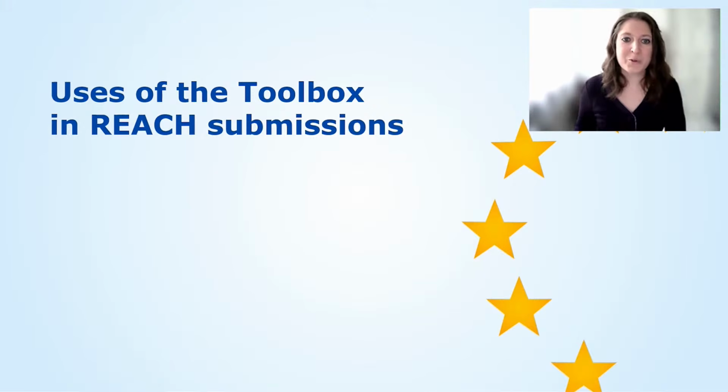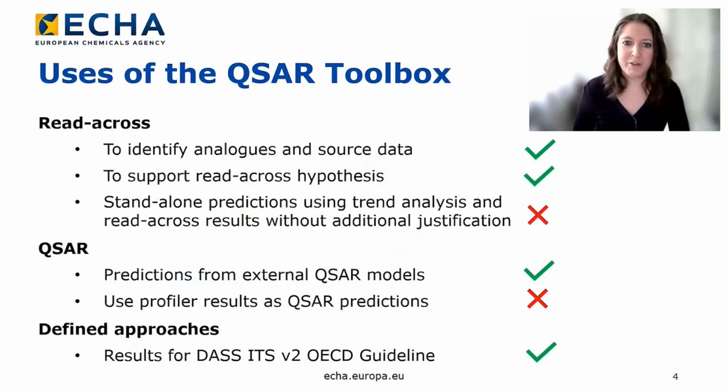The toolbox is widely used in REACH dossiers for all types of users. It is mentioned in over 2,000 REACH registrations. What is the toolbox used for by registrants? First of all, regarding read-across, to identify analogs and find experimental data to read across, to find or generate information to support the read-across hypothesis, for example, to support the claimed similarity between sources and target. And we are often seeing standalone predictions using trend analysis and read-across results just submitted with the automated report from the toolbox without additional justification. And this is generally not sufficient.